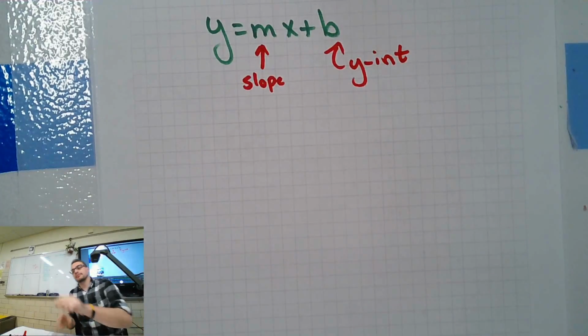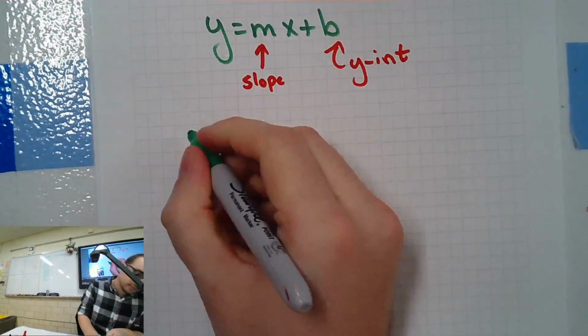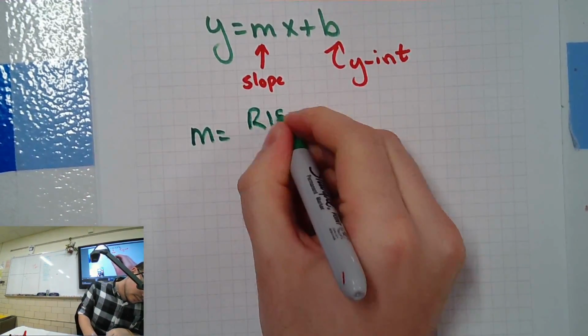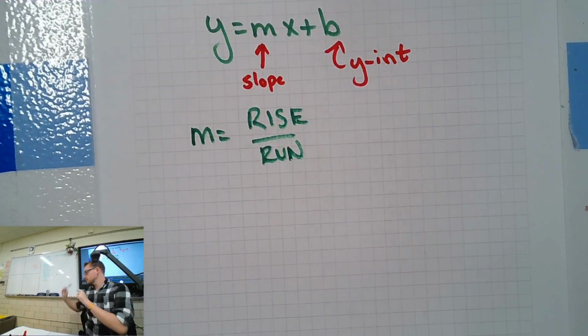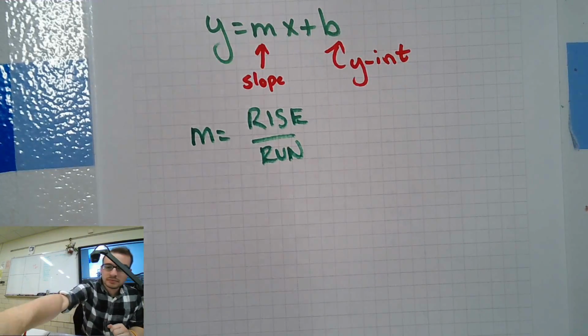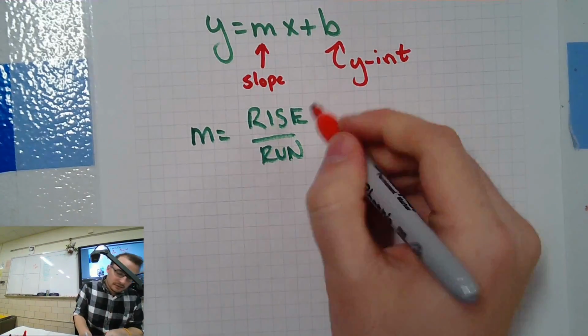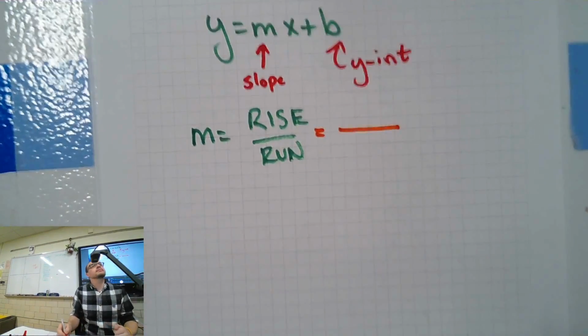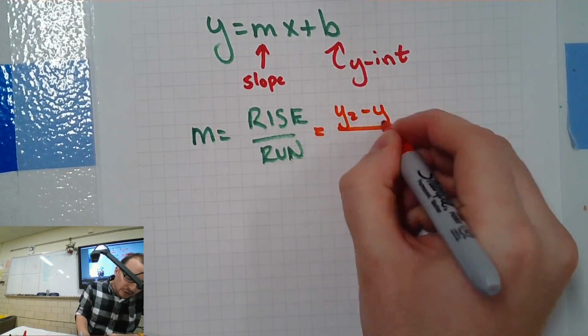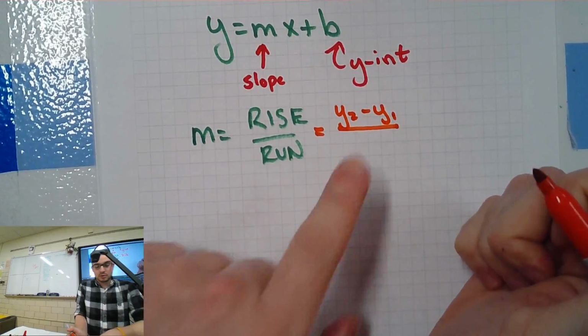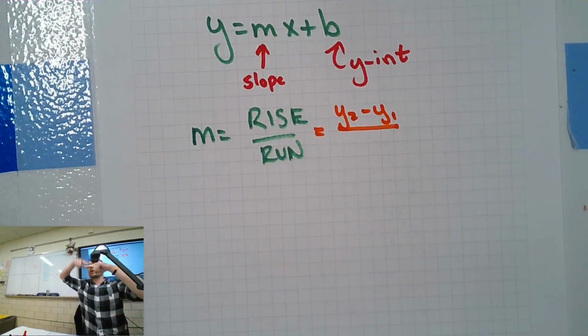What is slope? Rise over run. What is rise? Yeah, it's distance, right? How much we changed vertically. It's subtraction because it's distance. How much we traveled up and down.